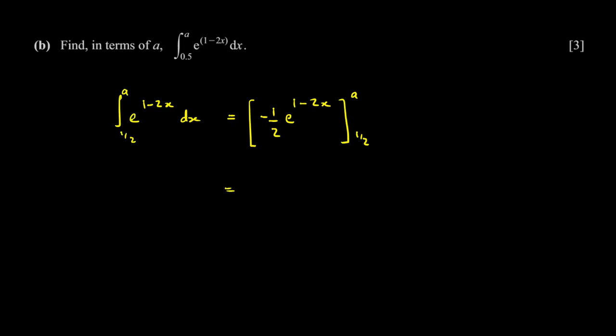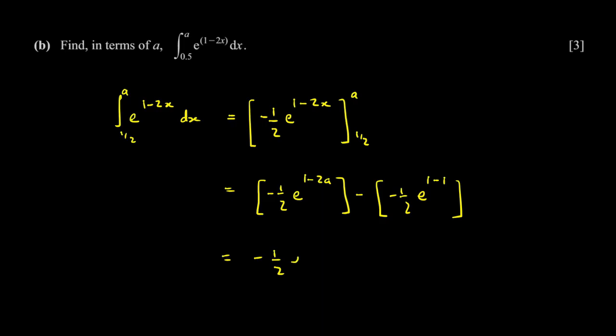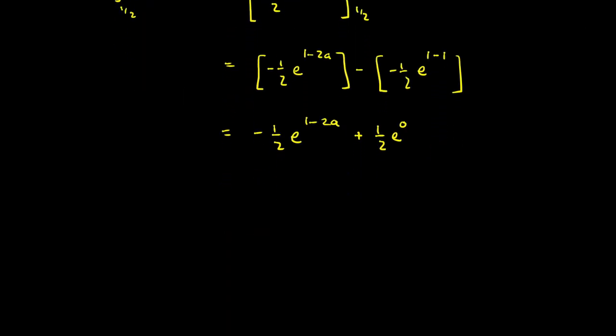So if I substitute in the upper bound, I'm going to get -1/2 e to the power of 1 minus 2a. And then if I substitute in the lower bound, I'm going to get -1/2 e to the power of 1 minus 1, right? Because 1/2 times 2 is just 1. So that's going to be -1/2 e to the power of 1 minus 2a minus -1/2, so it's +1/2 e to the power of 0. And of course, e to the power of 0 is just equal to 1. So what we end up with here is 1/2 minus a half e to the power of 1 minus 2a, or if you prefer, (1 minus e to the power of 1 minus 2a) all divided by 2.